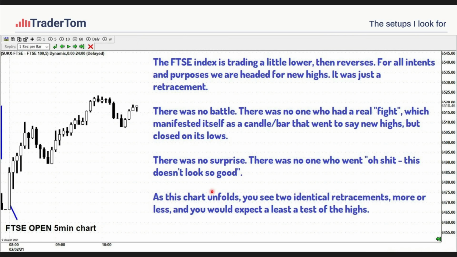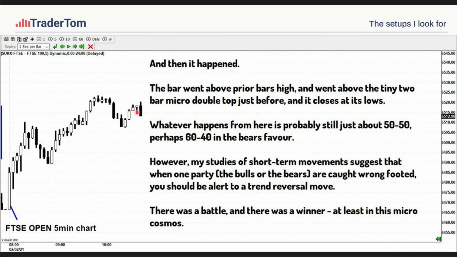As this chart unfolds, you see 2 identical retracements, more or less, and you would expect at least a test of the highs. But then this bar happened here. And these are the things that I constantly look out for. The bar went above a prior buyer bar's high, and then above this tiny micro double top just before, and it closes on its lows. So whatever happens from here is probably still 50-50, perhaps 60-40 in the bear's favor.